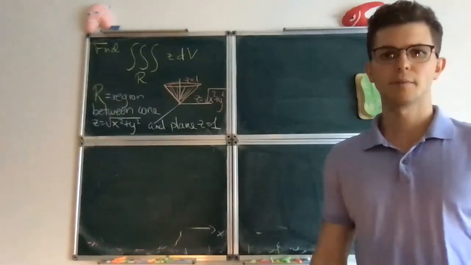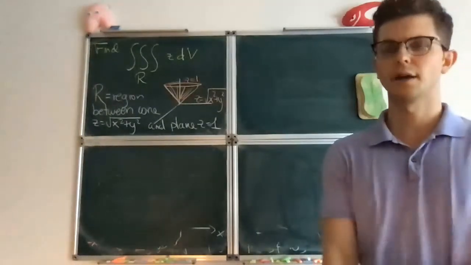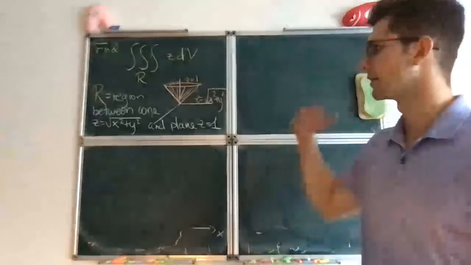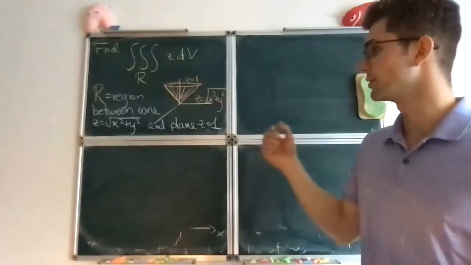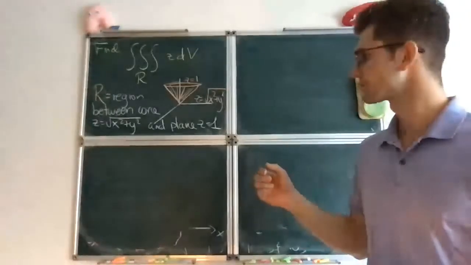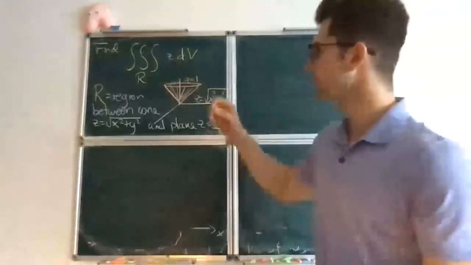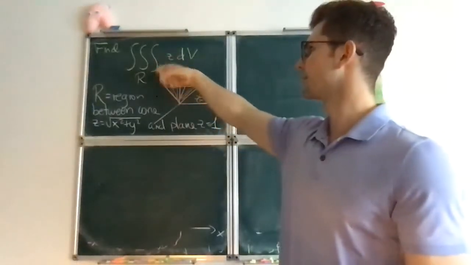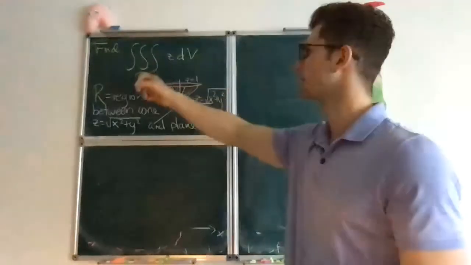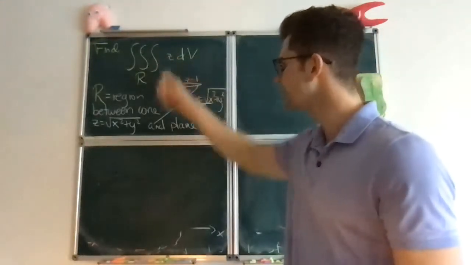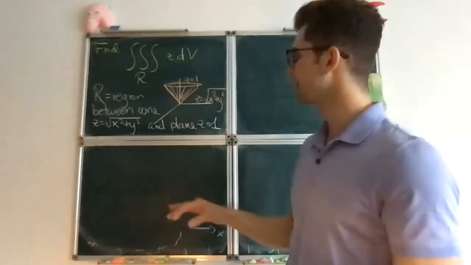Okay, so I'm going to do now an example of doing a triple integral using cylindrical coordinates. And the problem is the following. So we want to find a triple integral. We're just going to integrate the variable z. So we're integrating z over a region.